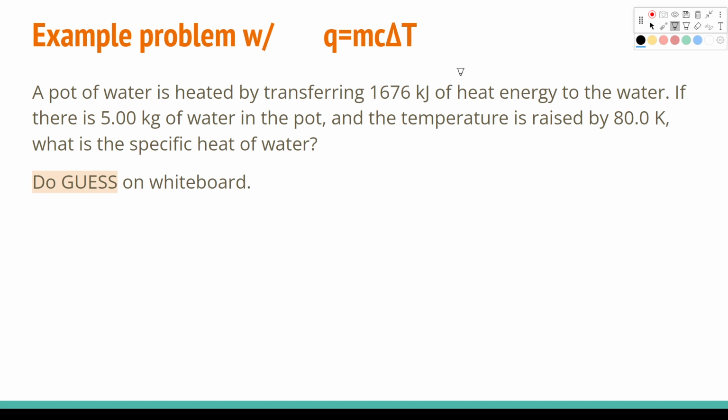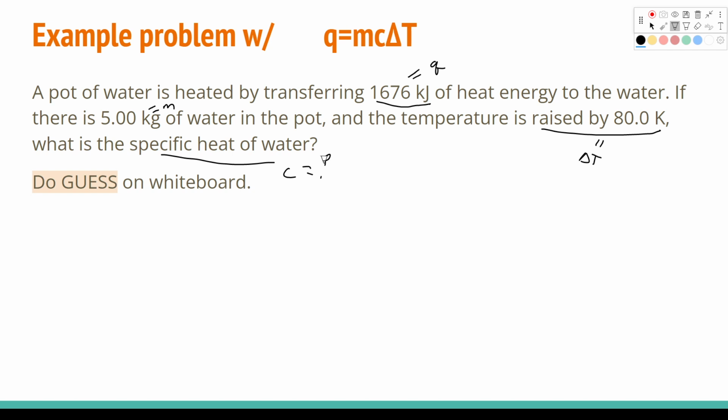Let's go ahead and look at our givens. We have our 16.76 kilojoules. Thinking about the units, that's going to be our Q. If there is 5 kilograms, that's going to be our mass in the pot. And the temperature is raised by 80 degrees or 80 Kelvin, so that's going to be our delta T. We don't know the initial and final, but we know it was raised by that, so that's why it's delta T. What is the specific heat of water? That's C, so C equals question mark.